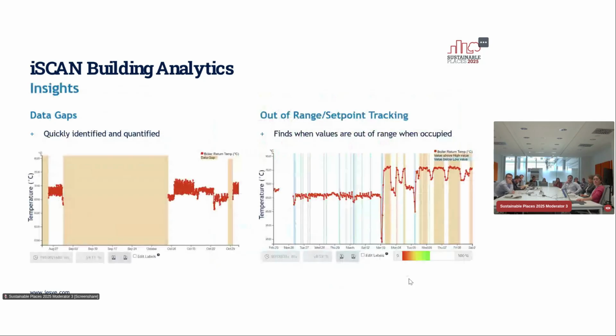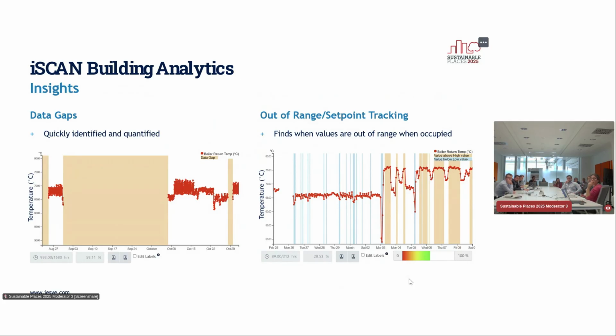And then there's a feature that we call insights. There are a few of them. Specifically, the two I wanted to show you are, one, data gaps, which are very common. Data is not collected, and it's not stored, for many reasons. Connection issues, sensors running out of batteries, that happens all the time.